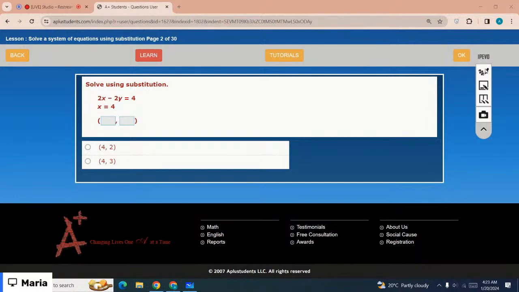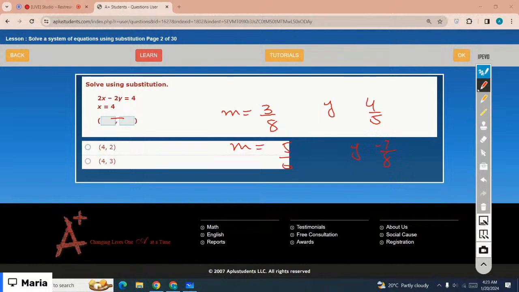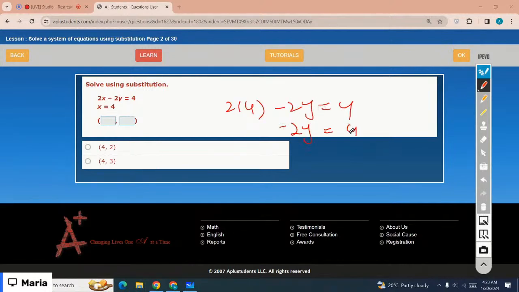Okay, so do the same thing. Substitute x equals 4 in the first equation. That would be 2 times 4 minus 2y equals 4. 2 times 4 is 8, and move 8 to the other side. That would be 4 minus 8. So negative 2y equals negative 4. Divide both sides by negative 2. So that would be y equals 2. The correct option is y equals 2.